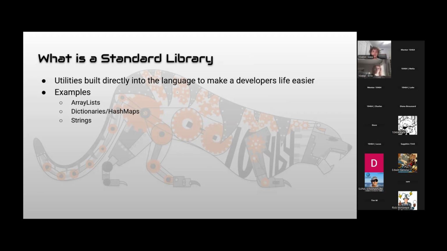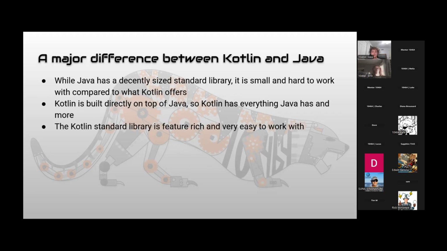Some examples of what's included in the standard library are array lists, dictionaries and hash maps, and also strings. And there's also a lot more. So a major difference between Kotlin and Java is that the standard library is a lot bigger since it's built on top of Java. So anything that you can use in Java can be used in Kotlin, and Kotlin just extends off of that.